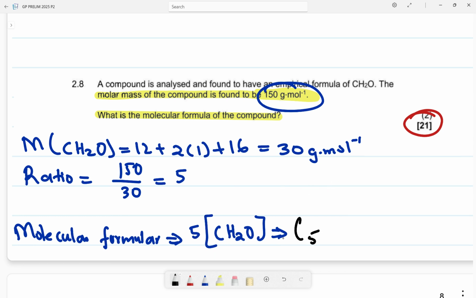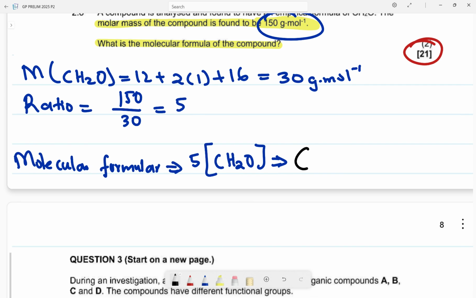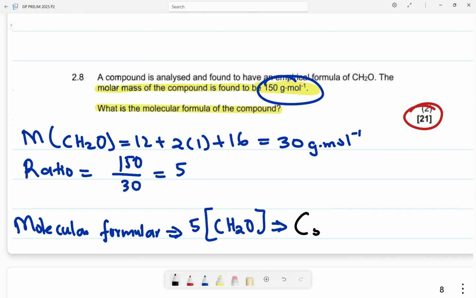2 times 5 is 10, guys. Why am I writing so bad? C5H10O5. This is now the molecular formula. I think you get a mark here and then you get a mark here. I'm not sure, but for 2 marks, you need to know how to do this. I think a mark here and then the mark for your final answer.